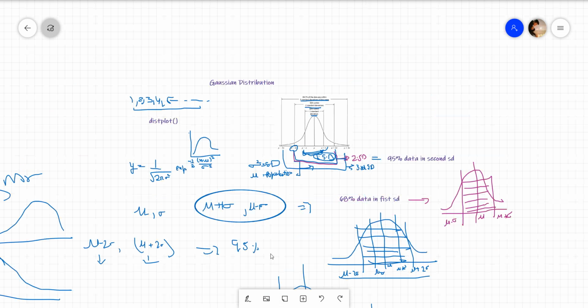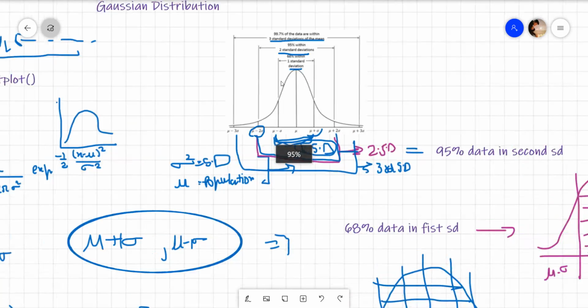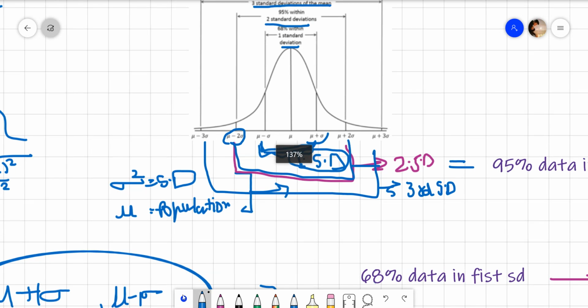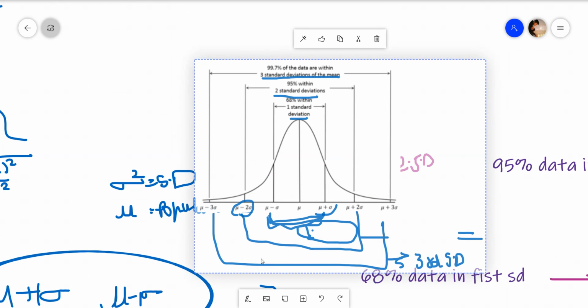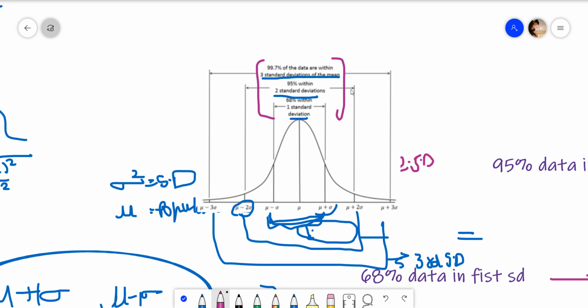All these statements are known as our empirical formulas.